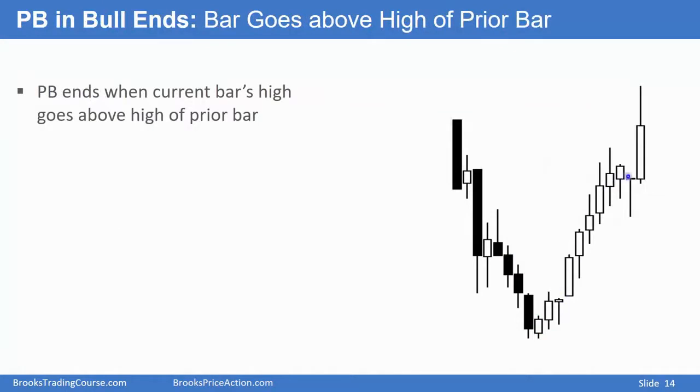Here we have a bull trend, and we have a pullback. This pullback ends when a bar goes above the high of that bar. So this is the end of that pullback. Sometimes you'll get more pullback, a second or a third leg down, but this pullback ends as soon as a bar goes above its high.